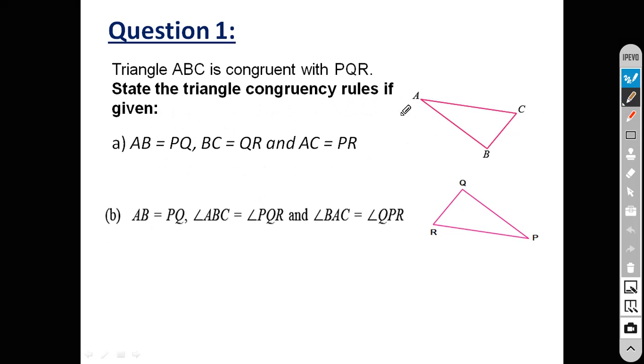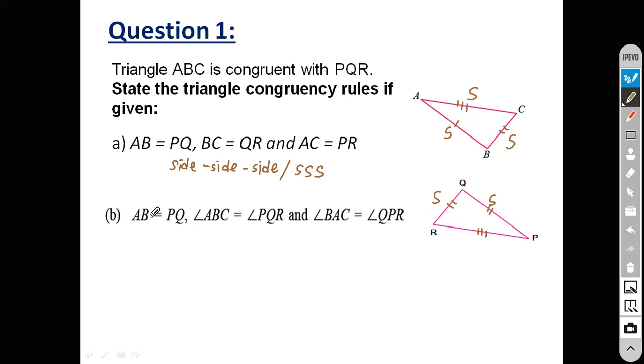AB equals PQ. So AB here equals PQ. This one is considered a side. And then BC equals QR, also considered a side. And then AC equals PR. So we can know that all the sides are equal. So what is this? It is the side, side, side rule, or SSS.